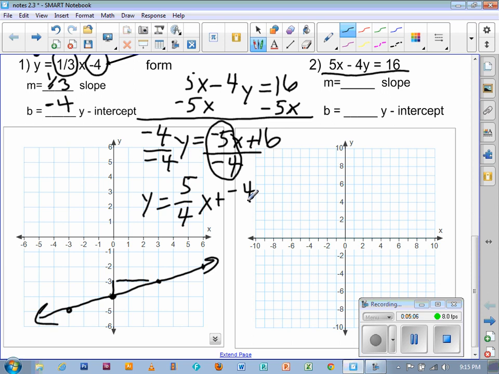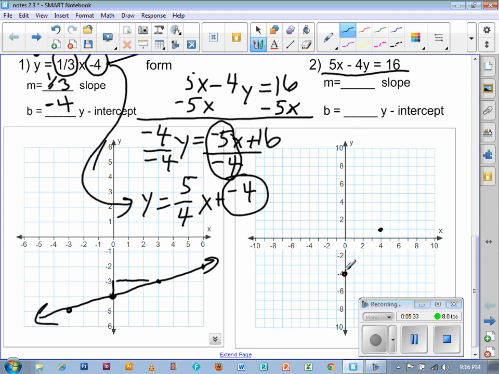Now, basically, you have your equation now, and this is the same form as the first one. The toughest part about this is getting it solved for y. But now, again, as you can see, we can start at negative 4, because that's our y-intercept. Always start at your y-intercept. Go up 1, 2, 3, 4, 5, and then count over 1, 2, 3, 4. There would be your next point.